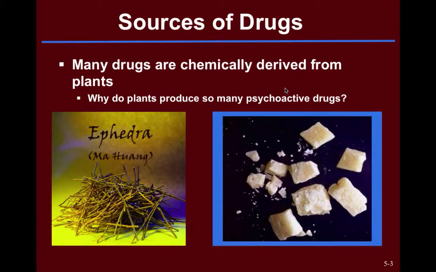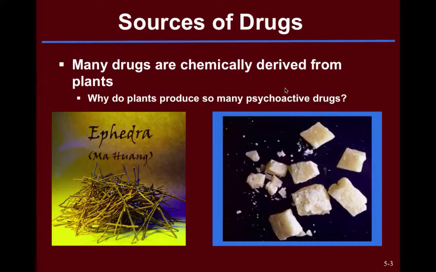So let's start with sources of drugs. Many drugs that we use today are chemically derived from plants. We discussed in one of our early classes how if you were a resident of North America several millennia ago and you had a headache, you'd probably find a branch of a willow tree to chew on. And you'd probably find that would relieve your headache because the willow branch would contain the same compound that we now call aspirin.